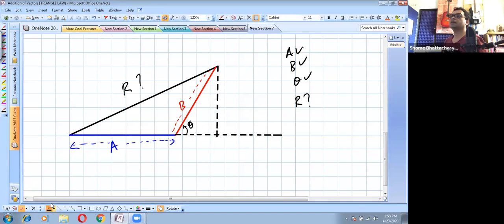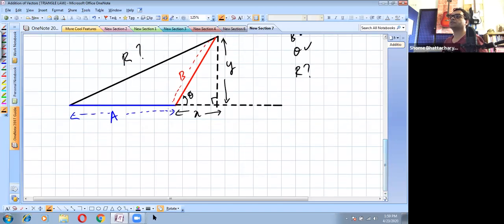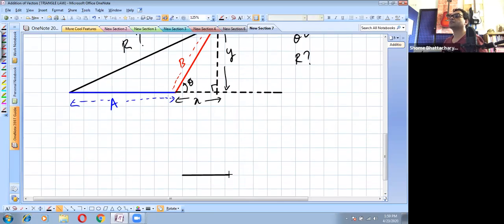Now in this triangle, let's say this side is x and this side is y, and these are pretty easy to calculate because you can see that you have this triangle which is a right angle triangle. So I'll just take out that triangle separately and you'll understand what's happening here. For that smaller triangle, I have this side x, I have this side y, and I have this side as B.